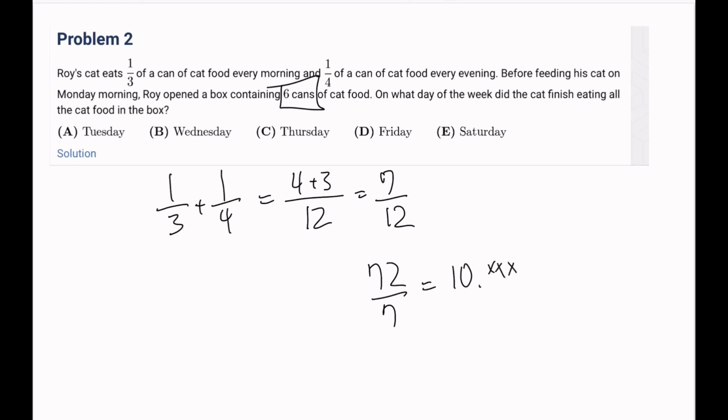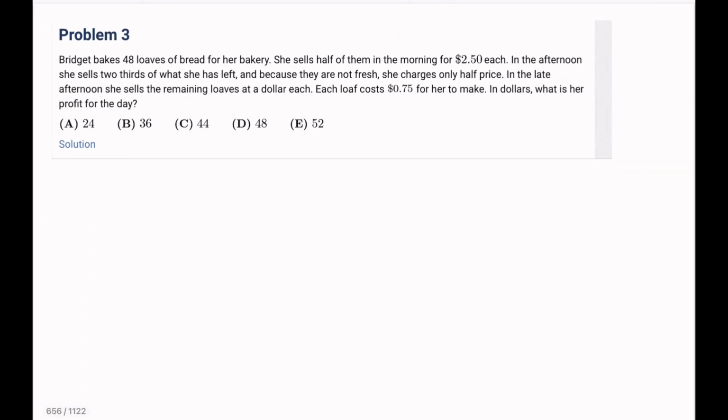And it says, what day of the week did the cat finish eating all the cat food in the box? And so Roy's cat started on Monday morning, right? And then it ate 7 days for that, and then it came back to Monday, which is the 8th day, and Tuesday is the 9th day, Wednesday is the 10th day, and so on Thursday it would have had a fraction of a can left over, and it ate that on Thursday, right? So it finished eating on Thursday, so the answer is Thursday. It's C.